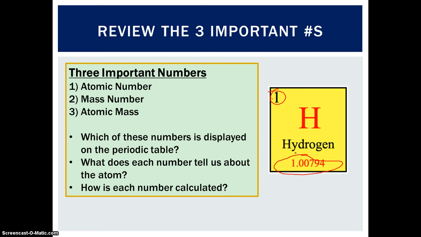What does each number tell us about the atom? Well, the atomic number tells us how many protons, the mass number tells us how many protons and neutrons, and the atomic mass, well, I'm not quite sure yet. We'll talk about that today. And how is each calculated? We don't need to calculate the atomic number. That will be given to us as long as we know the identity or the number of protons. The mass number we find by adding together the number of protons and the number of neutrons. And today we're going to learn about the atomic mass and how we calculate that.